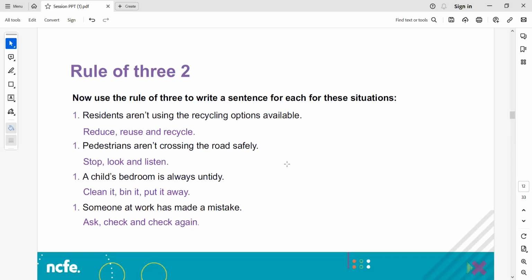And someone at work has made a mistake. So the person's trying to help them not to do the same thing again. Ask, check, and check again. So it's easy for the person who's made the mistake to remember. Next time they come across something they're not sure about, they can quickly remember that because it's simple. That rule of 3, it's the simplicity of it that makes it a good technique to use.